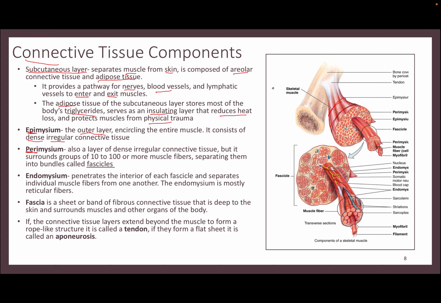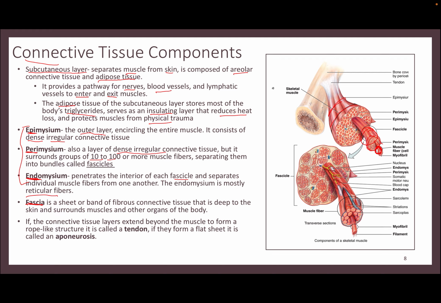Perimysium next, peri meaning beside or with, is going to be our layer of dense, irregular connective tissue. And this is going to surround groups of anywhere from 10 to 100 of these little muscle fibers. You can see here, these little bundles are known as fascicles. So the perimysium is going to surround the actual fascicle itself. The endomysium, endo like within, inside, is going to penetrate into the interior of each fascicle, and it's going to separate these individual little muscle fibers from one another, as you can see right there. And this is mostly made up of reticular fibers. Okay, so that's our breakdown of the arrangement of our connective tissue.